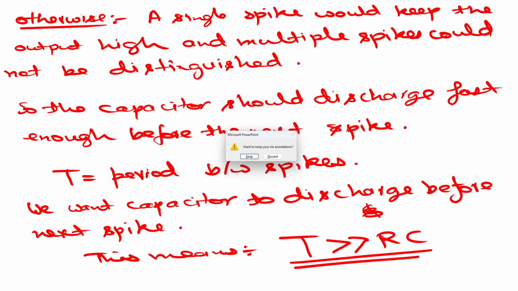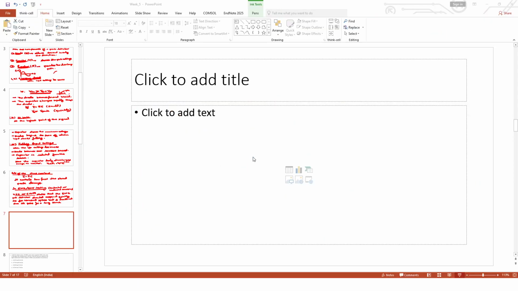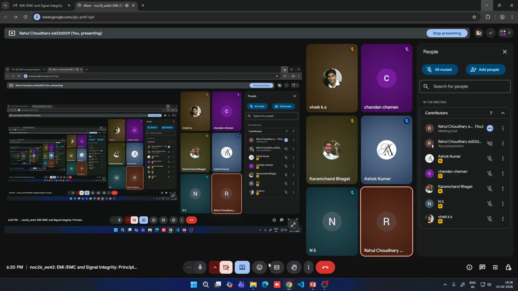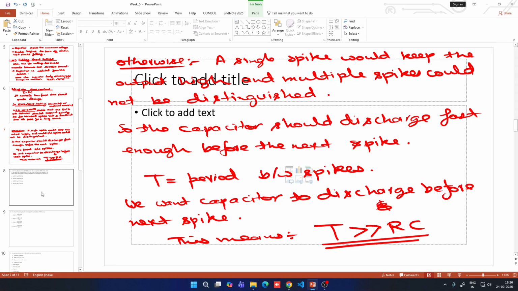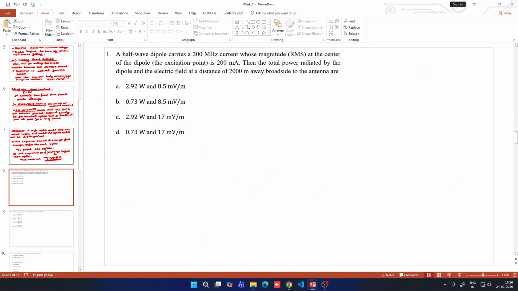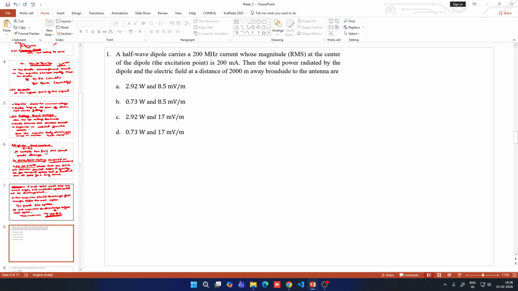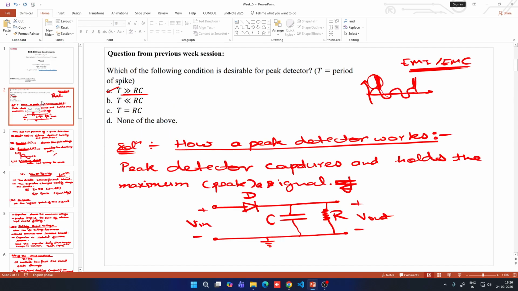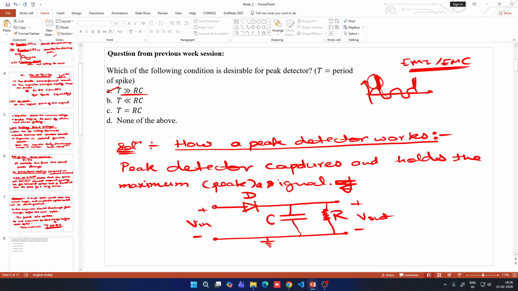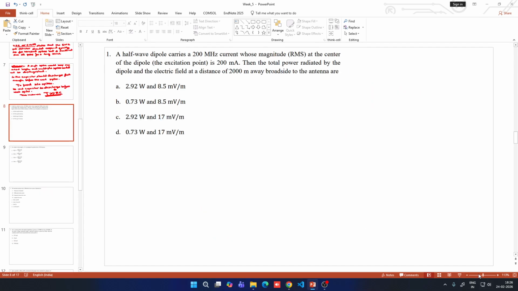I hope this is clear. If you have any doubt in this question, please let me know. We can discuss it further. If it is clear, then we can move to the next problem. So this is the question 1 for our session, and the question that we discussed earlier was from the previous week's session. So now let's start with question number 1.